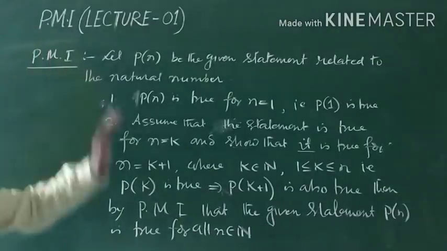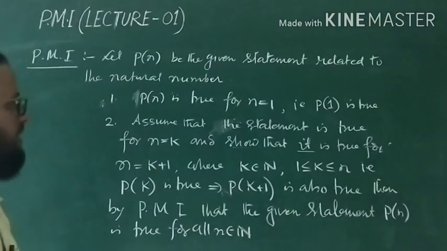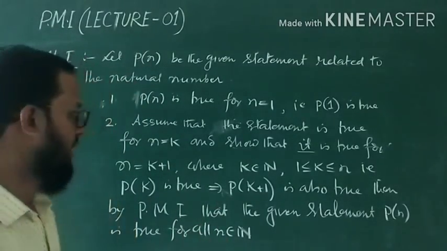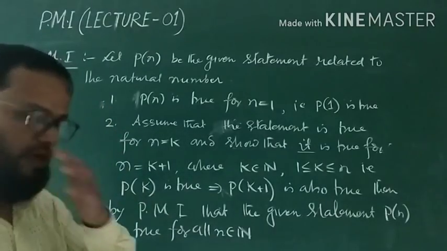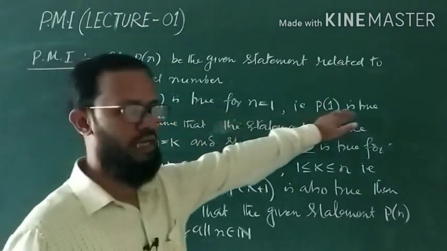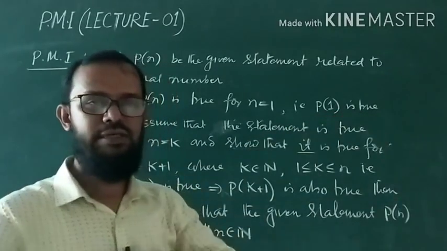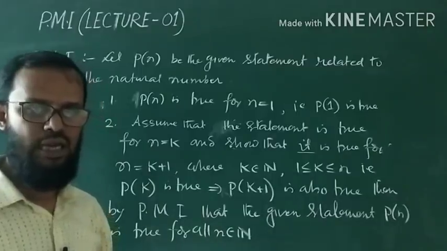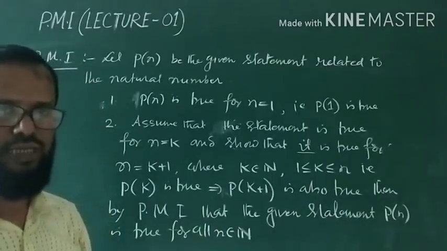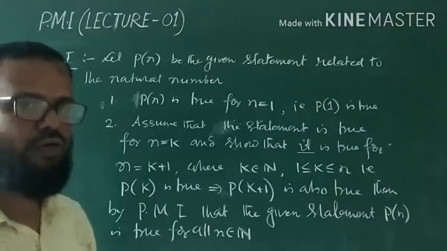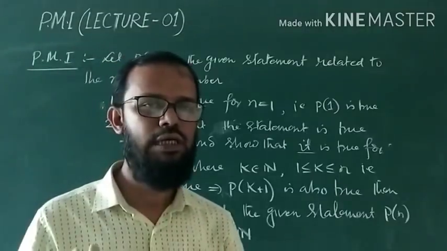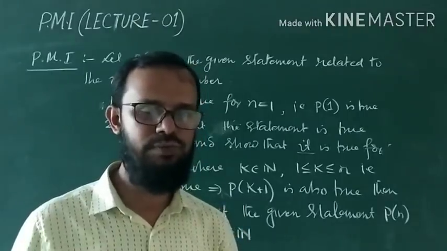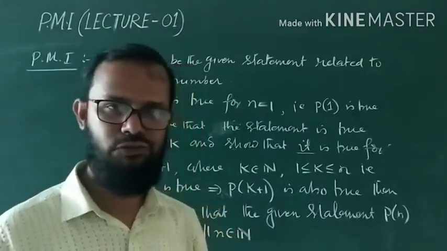The principle of mathematical induction is related to a statement regarding natural numbers. And what is its condition? First you have to prove that it is true for n equal to 1. Then you assume that it is true for n equal to k. After supposing that n is equal to k, that means Pk is true, you are going to prove that it is true for n equal to k plus 1. That means you have to prove that Pk plus 1 is also true.